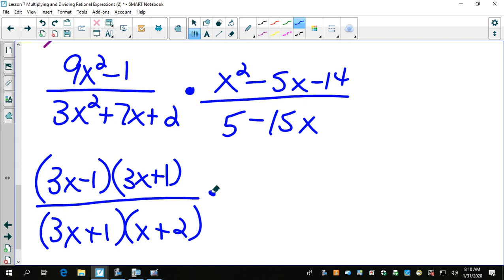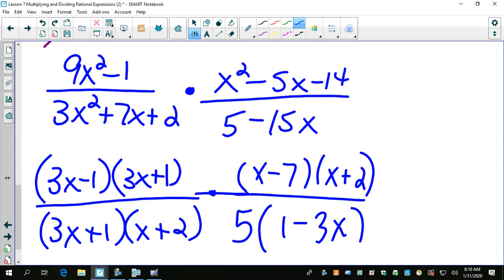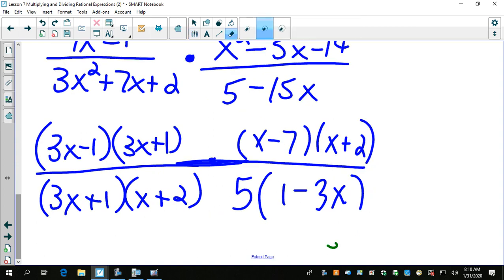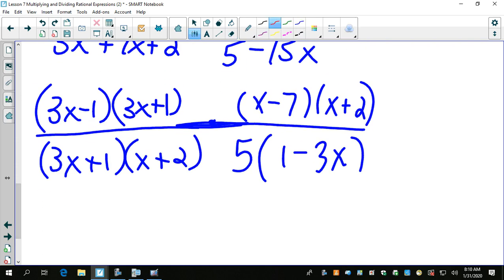How about here? X minus 7, x plus 2, good. Ooh, we may have a little opposite factor going on here. 1 minus 2, we have an opposite factor. We do. Be careful. Okay, so you connect them, one big fraction. So let's cancel here. Hold on 1 minute. So let's do the opposite factors first.